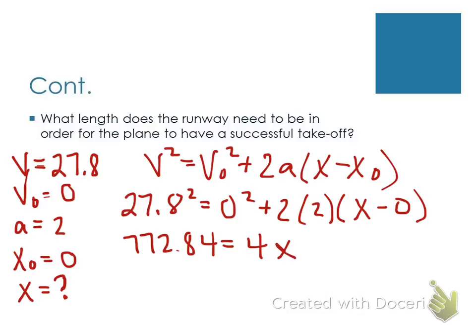To get x by itself, what do I need to do? Divide by 4. Which means my final displacement of my plane to get up to the correct speed is 193.21 meters. We agree? So our runway is 43.2 meters too short. It's not long enough for the plane to really reach that correct speed. So that's the distance or the displacement that that plane needs to travel in order to fix that problem. What might be another way that the plane could fix that problem? Having a bigger acceleration. If it could accelerate at a faster rate, that would help too, right? We could maybe use a shorter runway.